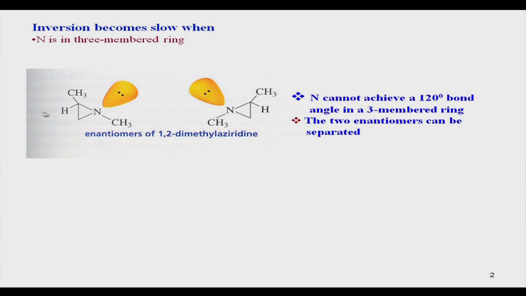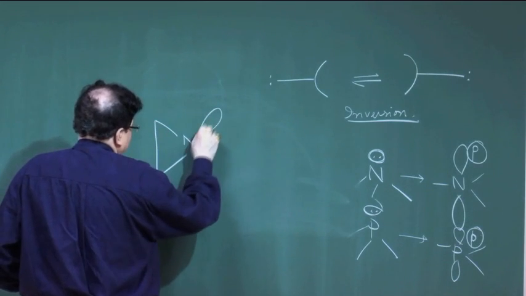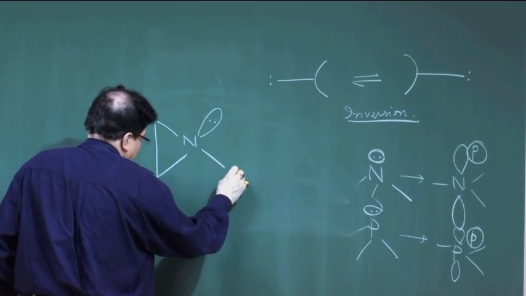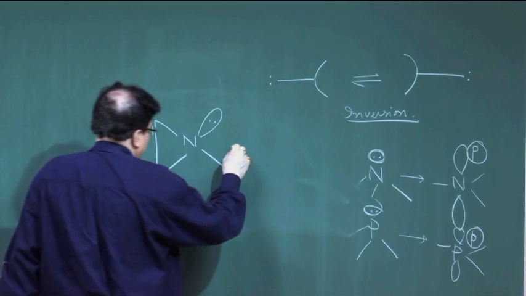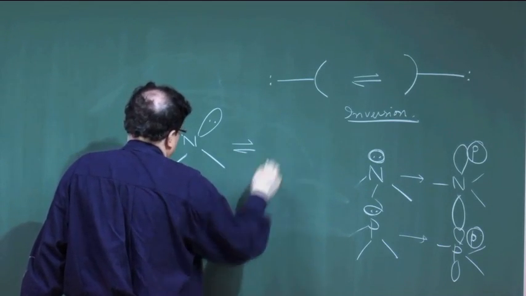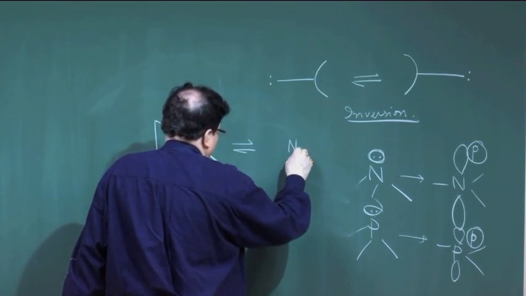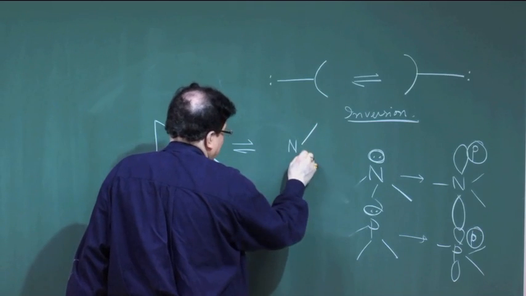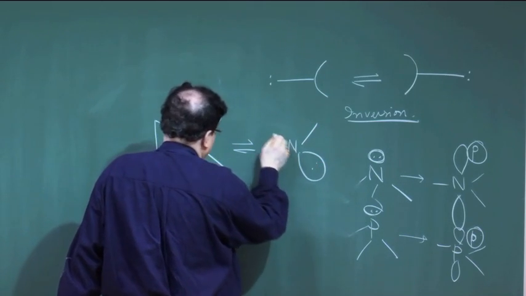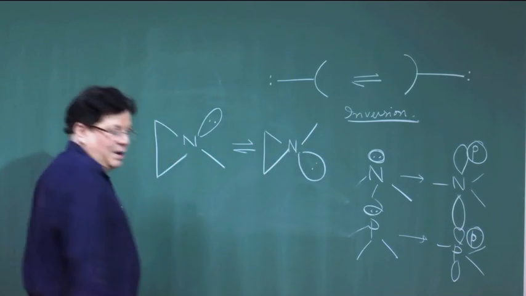Actually, this is written in a particular form. I can write it here to show it in a better fashion. So this is the lone pair and suppose this is methyl. So, the inversion means this is here and the lone pair is there. This is what the inversion is.